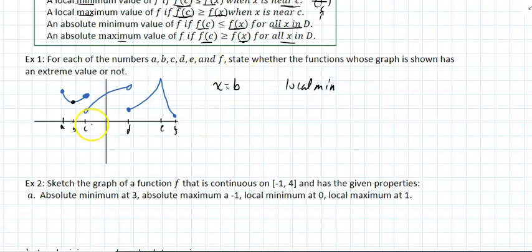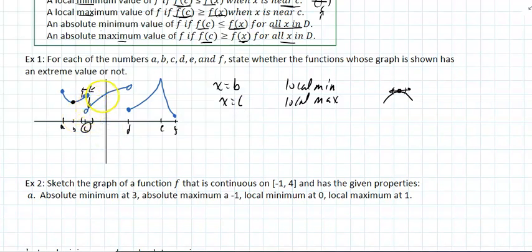Moving on to x equals c. At c, I am at this point. Do you see that if I move to the right, I'll be going down, and if I move to the left, I'll be going down? That's a local minimum. I'm sorry, going down. It's a local maximum, right? So that's a local maximum because if you move to the right, you'll be going down, to the left, you'll be going down. So x equals c is a local maximum.